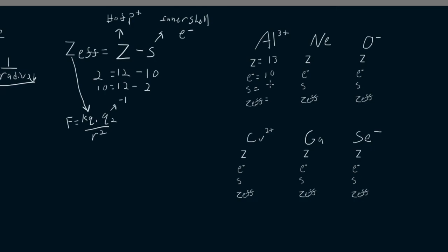So what's going to be my inner shell? Well, if I look at 10 on the periodic table, that's neon. So that's going to be just like that magnesium I had over there. And so this S would have to be 2. So 13 minus 2 gives me 11.